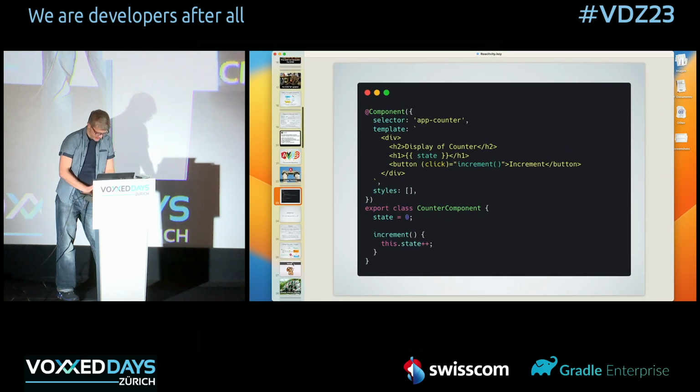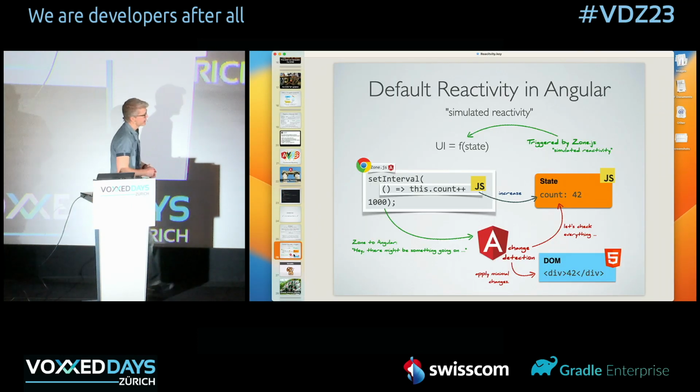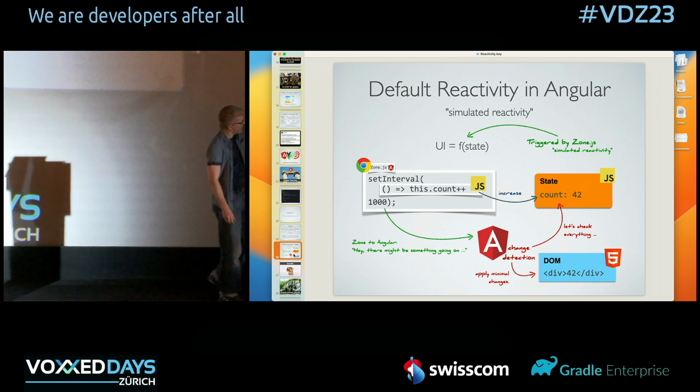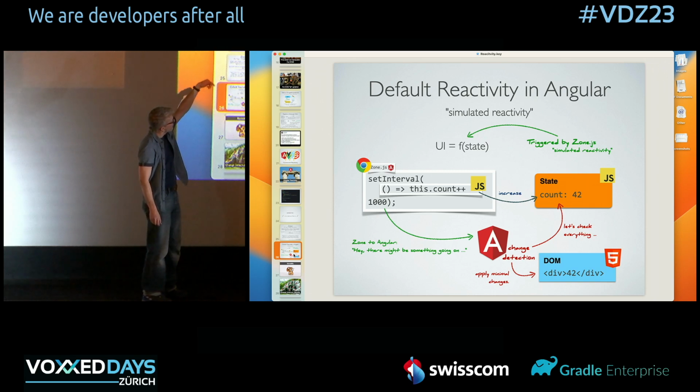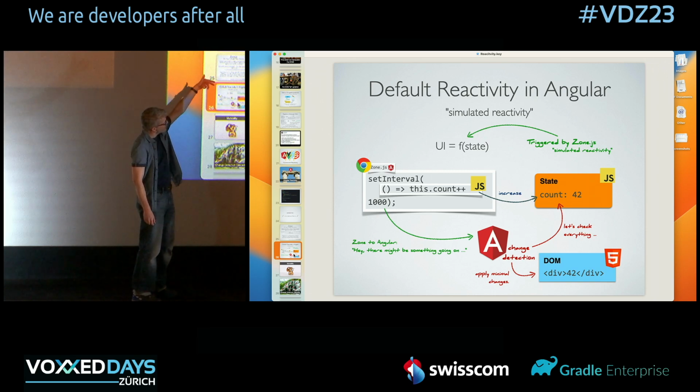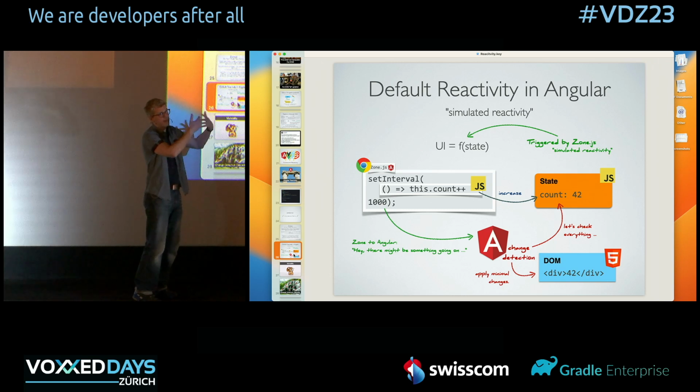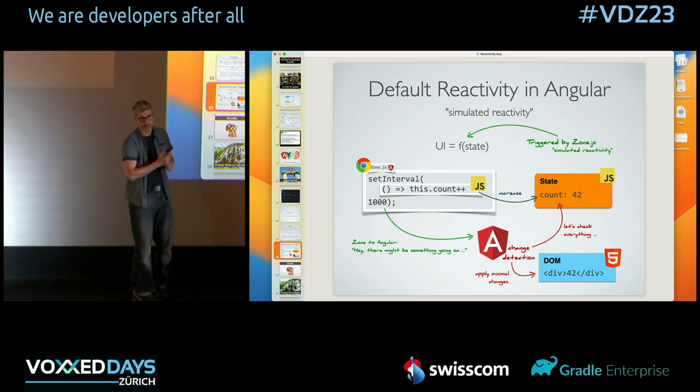So that's the model we have in Angular, basically. We write plain JavaScript, which is very nice, but Angular wraps some methods in the browser, which then allow Angular to trigger the change detection. And then Angular says, okay, I'm going to check if the thing that I rendered last time into the DOM is still the thing that's represented in my state, and if I find out that something has changed, I will update the UI.